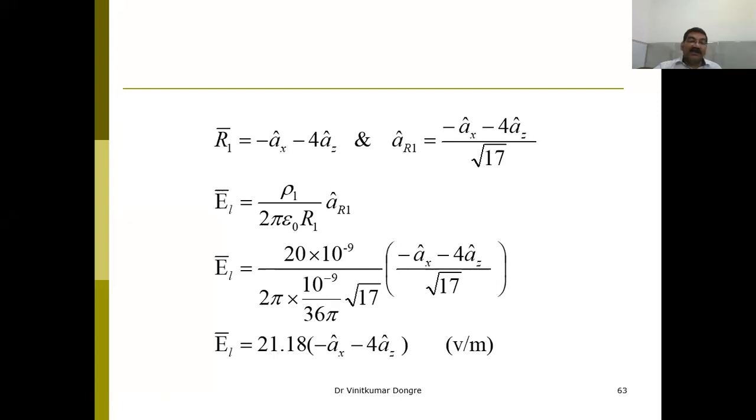If it is the point charge, then we use the point charge formula. That is very, very essential. This is the formula used; the values and the vector are put in, and we get the electric field due to the point charge. E_L is the field due to the line charge. So this is the answer.